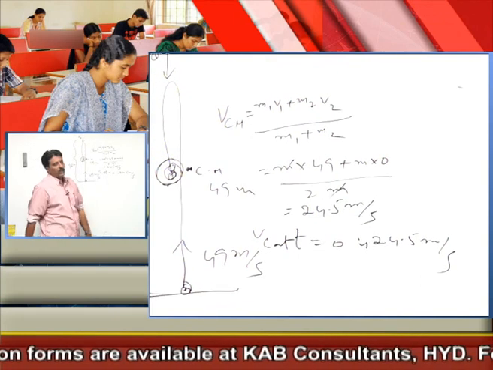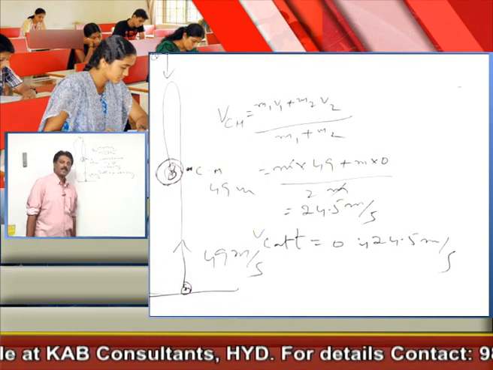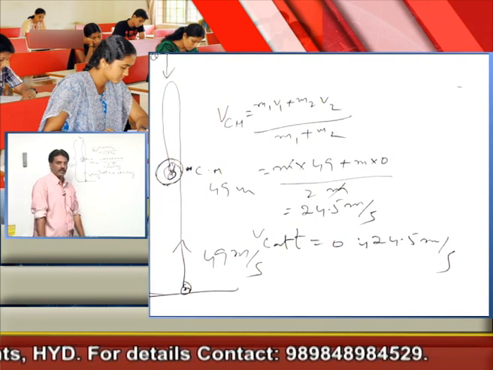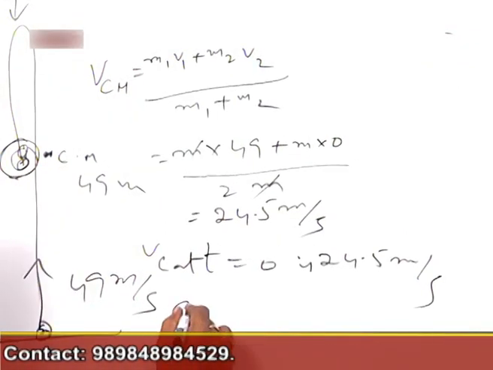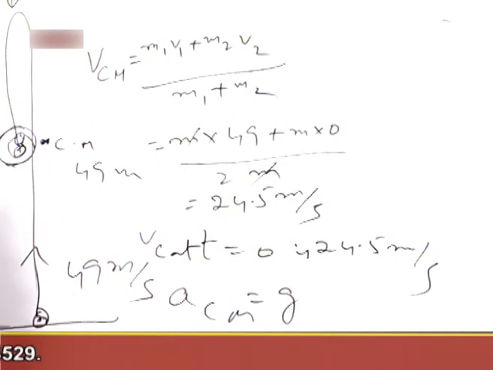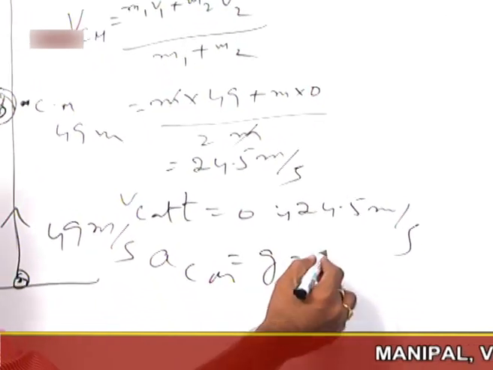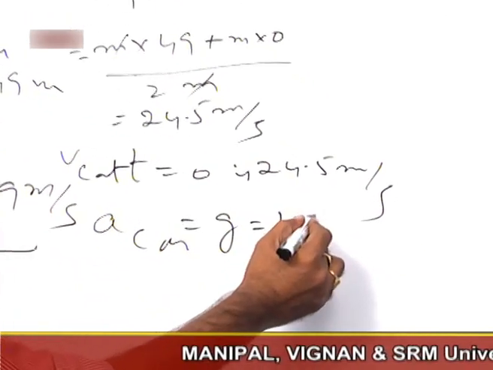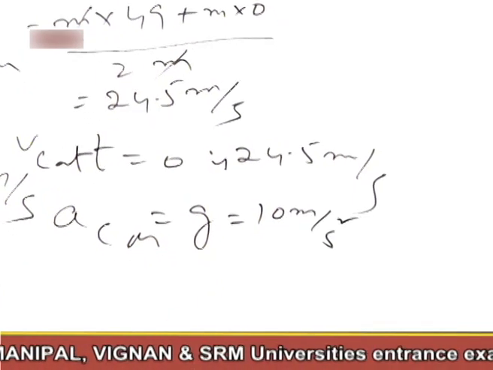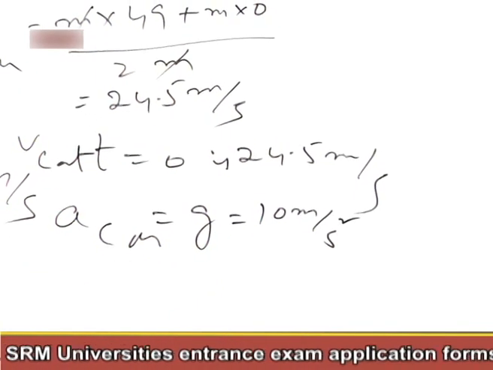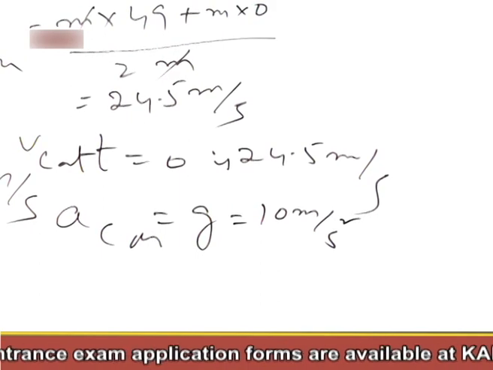Both the g's are acting downwards. The center of mass also has the acceleration g only. There is no difference in that. So the acceleration of the center of mass is g, that is 9.8, or whatever the value, you can take 10 also. 10 meters per second square.